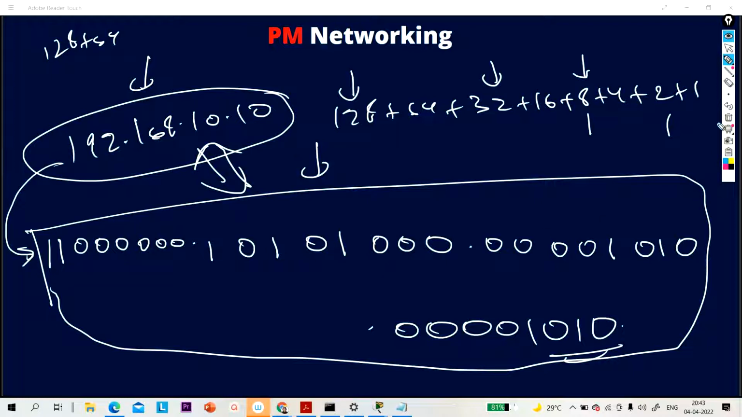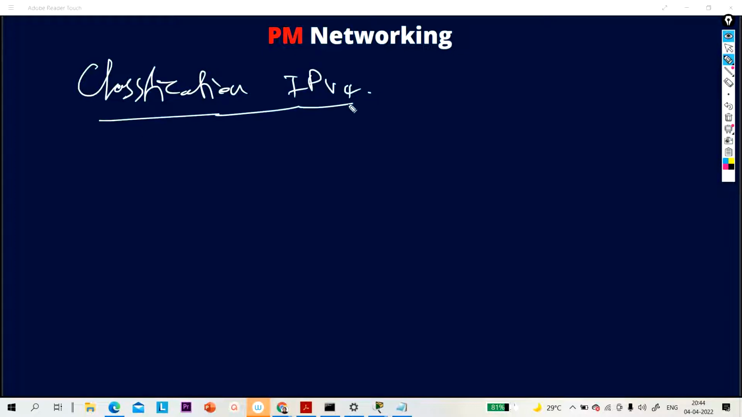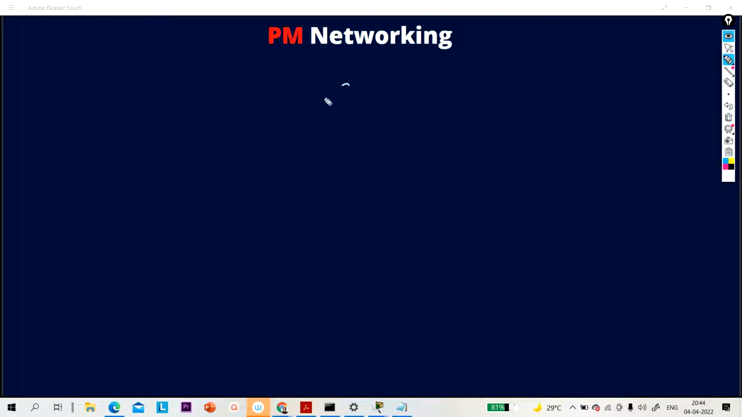Everyone, IPv4 is a 32-bit address represented in 4 fields. Each field carries 8 bits. So we can write a minimum value of 0 and a maximum value of 255 in each field. Now, the classification of IPv4. Before classification, IPv4 is divided into two parts: first one is private IP and second one is public IP.